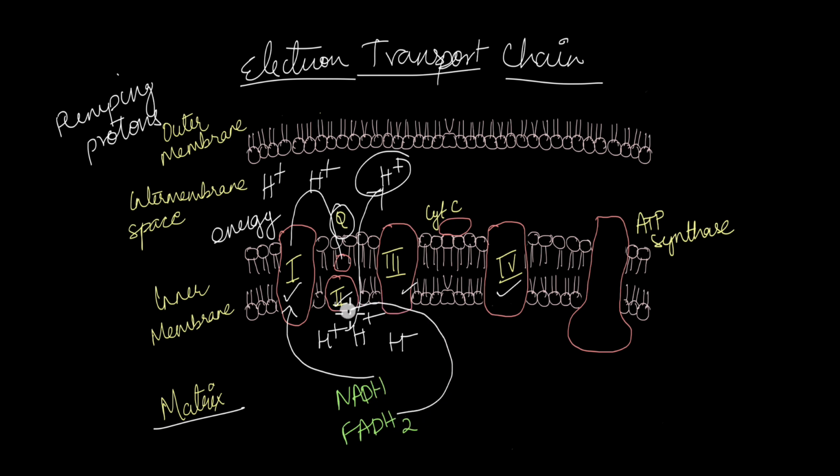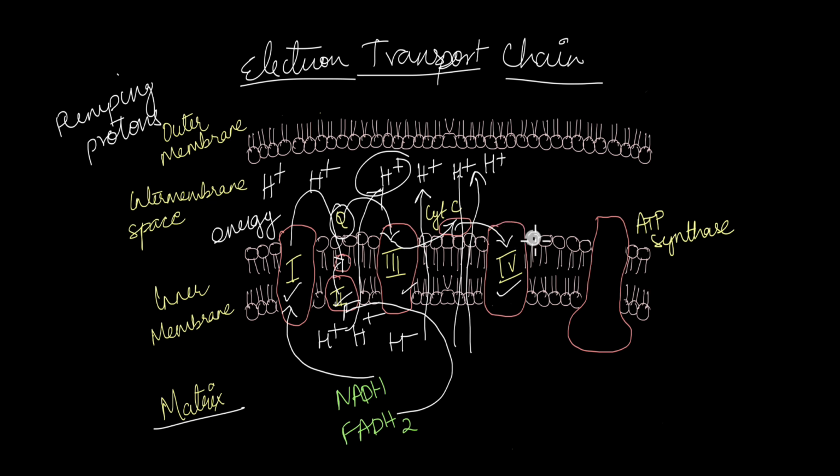FADH2 transports the electrons to complex 2, from where the electrons are transported to coenzyme Q. The electrons are then transported from coenzyme Q to complex 3, where again there is a corresponding pumping of protons from the matrix into the intermembrane space, and then from complex 3 to cytochrome C, again protons are pumped. You might be wondering why these protons are being pumped. Well, there is a reason for that. Before we get to that, let's see what happens when the electrons finally reach this complex 4.